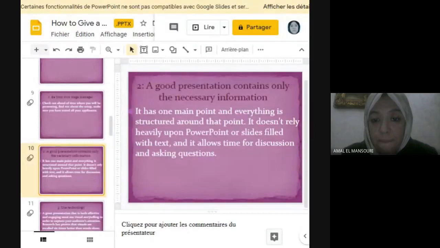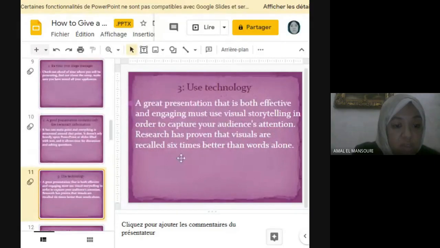So the main points should be addressed one by one, with supporting evidence and examples. The presentation shouldn't be long. It should include only the necessary information, very clear and to the point, and don't change your topic. Just stay focused. Now we have to move to another tip, which is the use of technology.